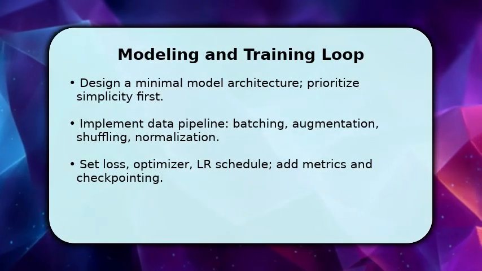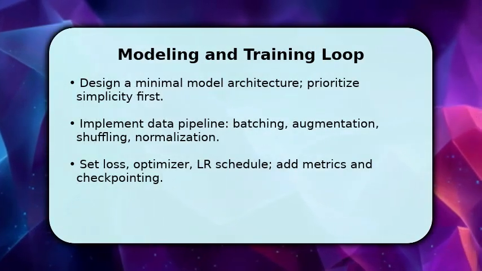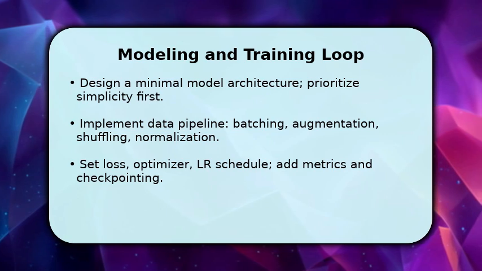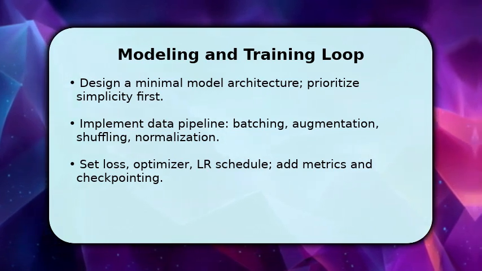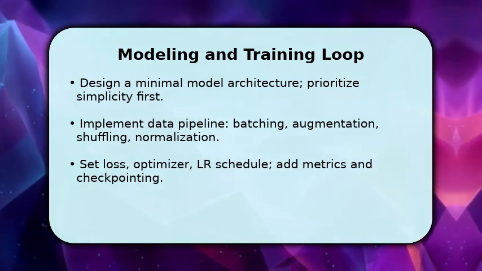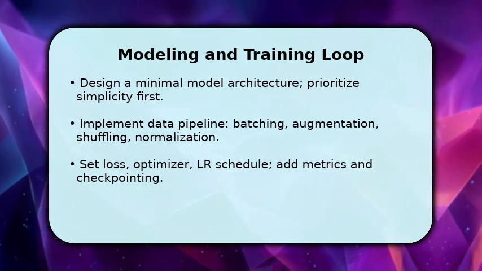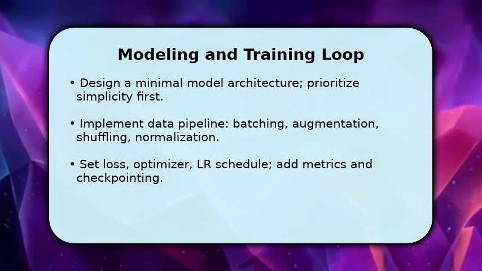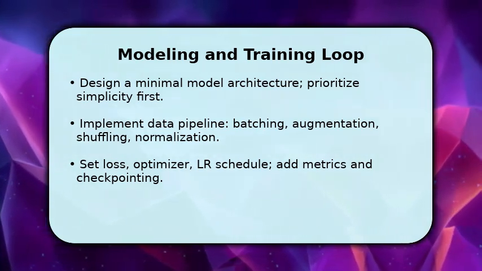You now build the core, design a minimal model architecture that can learn the task. Simpler converges faster and highlights data issues. Then implement a robust data pipeline, batching, augmentation, shuffling, and normalization, so training sees clean, varied examples.